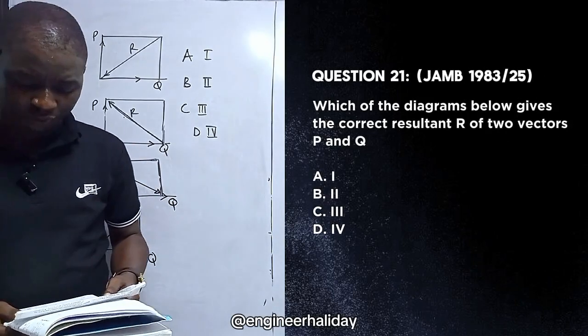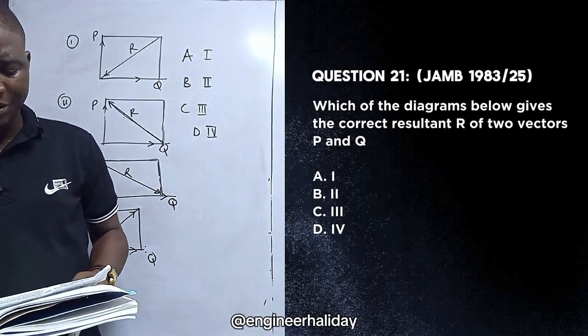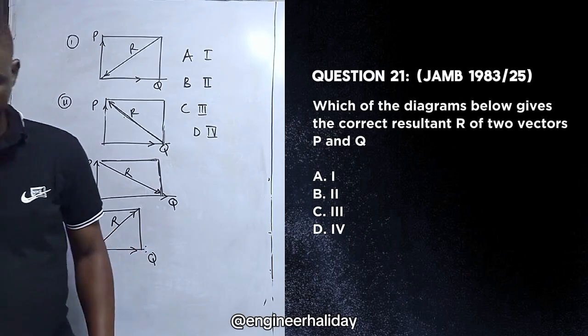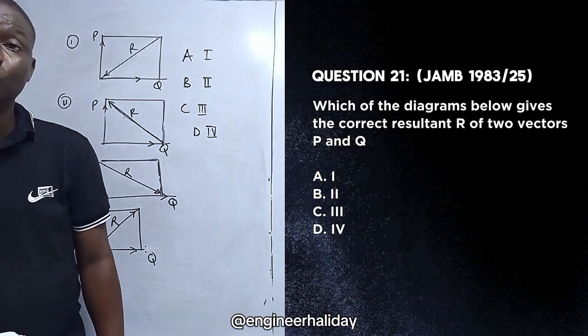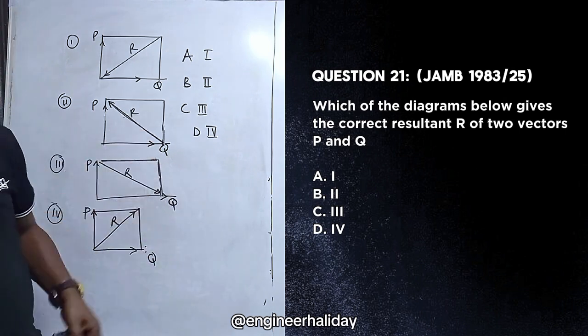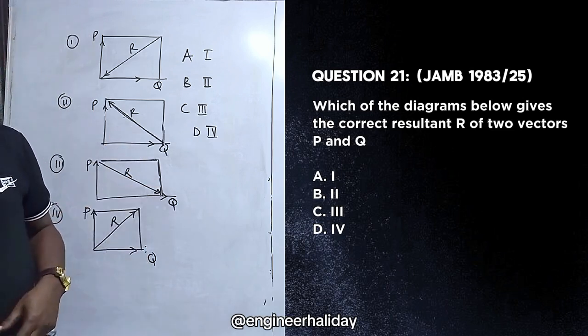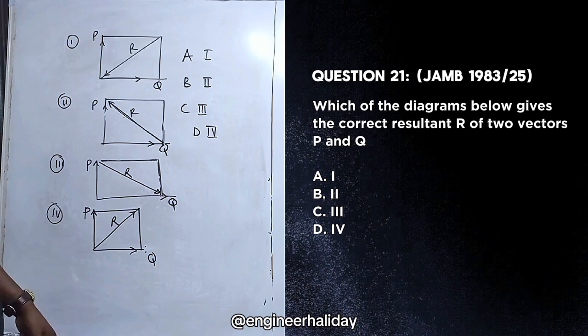Now let's do the last one. Please, let's solve this question. You solve it by yourself. Which of the diagrams below gives the correct resultant R of two vectors P and Q? This is an assignment I want us to do, and send the answer to the comment section. Just ensure that you try it. Just look at the four orientations and see which one is correct.